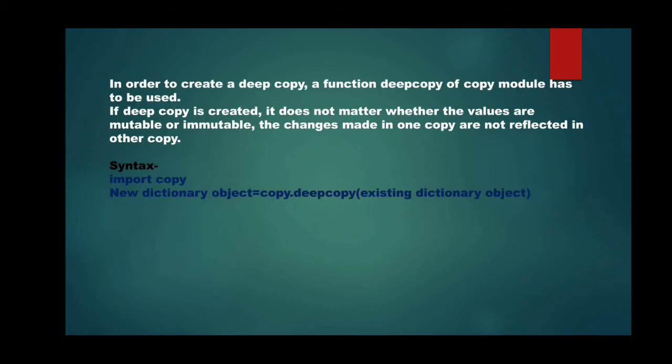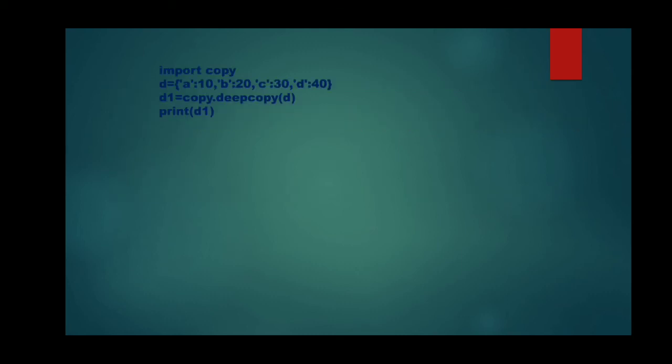Now till now we have seen how to create a shallow copy. If I have to create a deep copy so that the changes done in one copy are not at all reflected in another copy, whether it is a mutable value or an immutable value, then we have to use a module named copy. First of all we have to import that module in our program. Then we write copy, the name of the module, dot deepcopy, and within parentheses we write the name of the dictionary whose deep copy has to be created, and this is assigned to a new dictionary object.